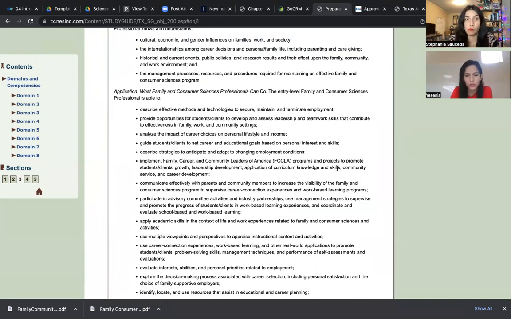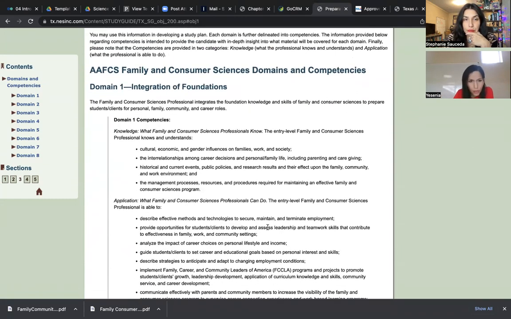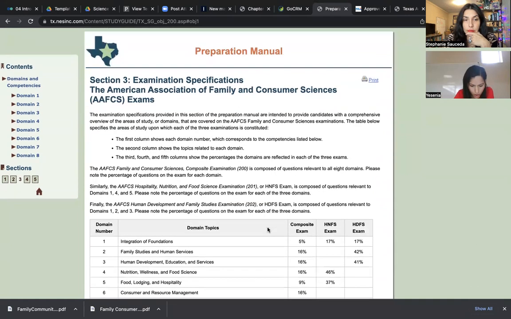That is right here. Hold on. Let me see if it's this one, the one that I had printed out. Sure. Can you go back to domain 1? Because I do have this.